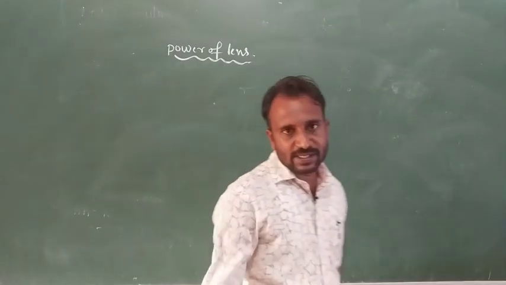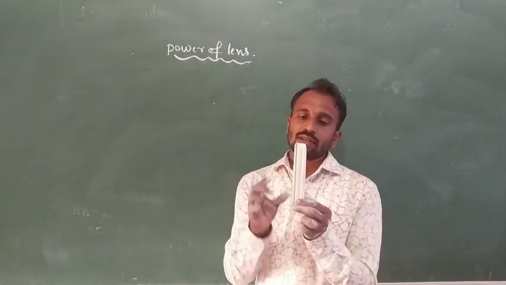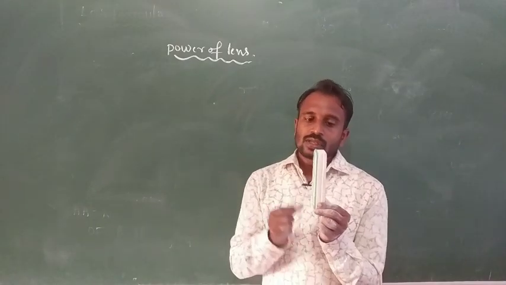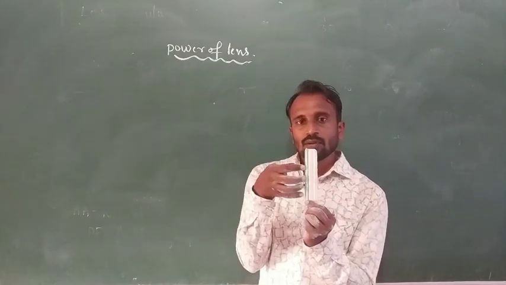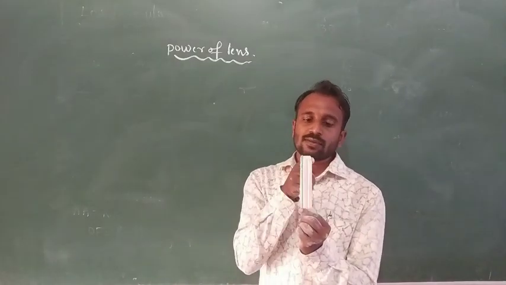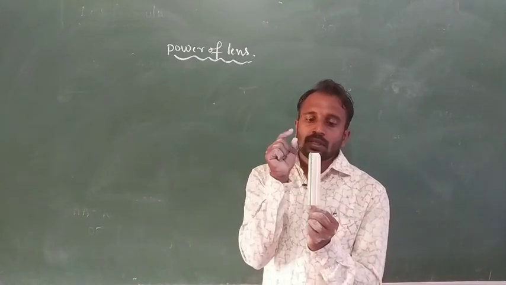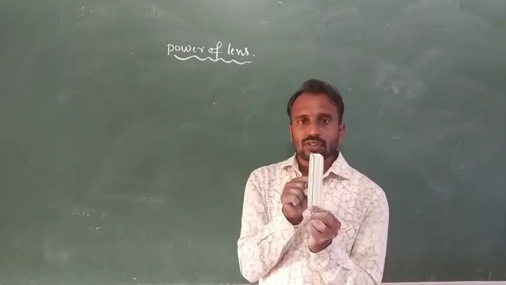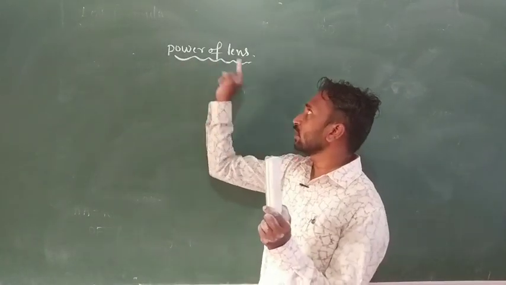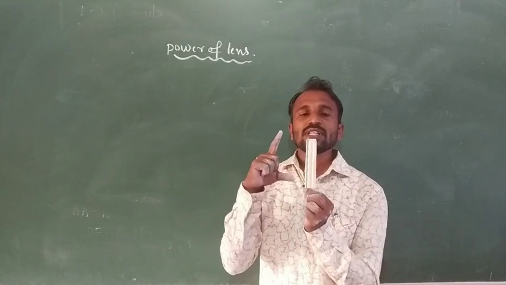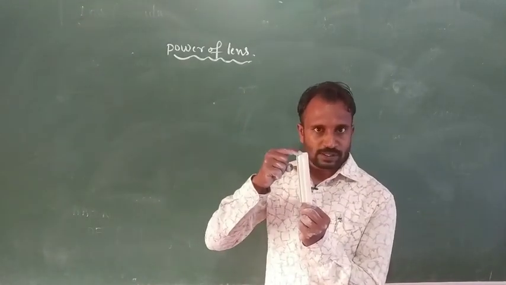So power of a lens. Suppose you consider that this one is a convex lens. Whenever a light ray passes through this convex lens, these light rays converge. So the capacity to converge, or the capacity to diverge, of the lens is what we consider the power of a lens. How much capacity is there for this lens?